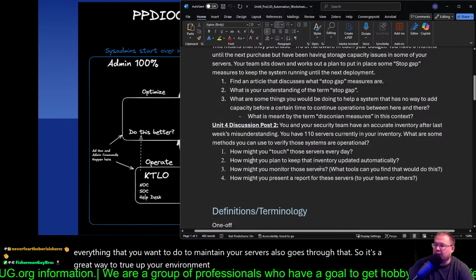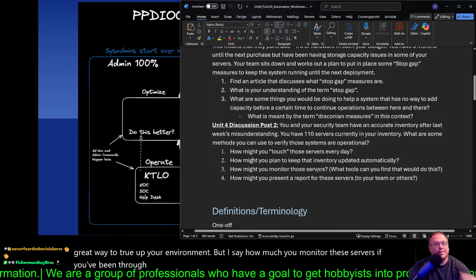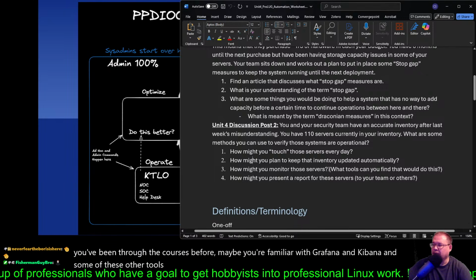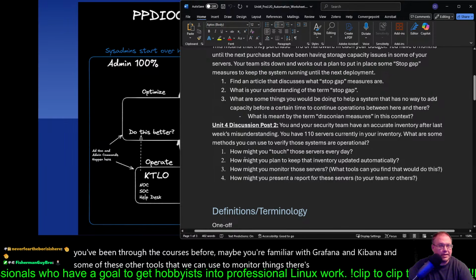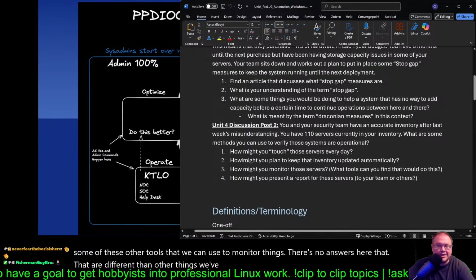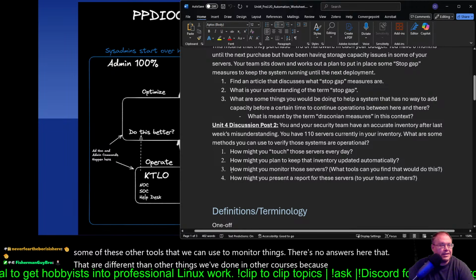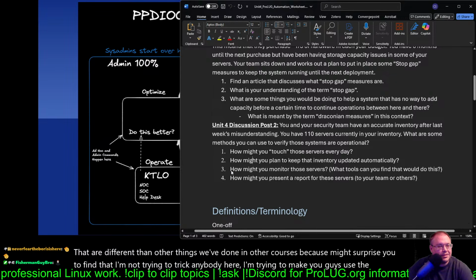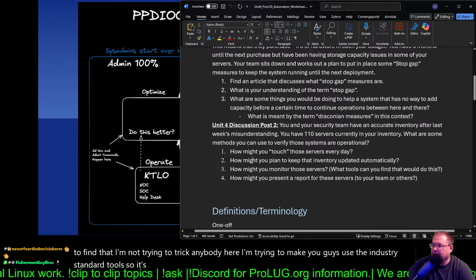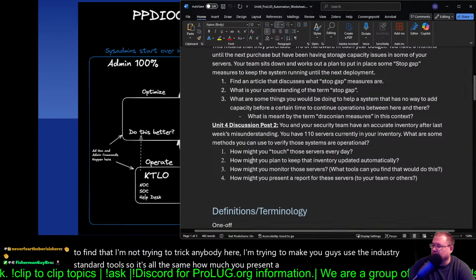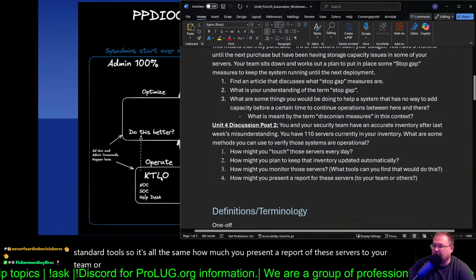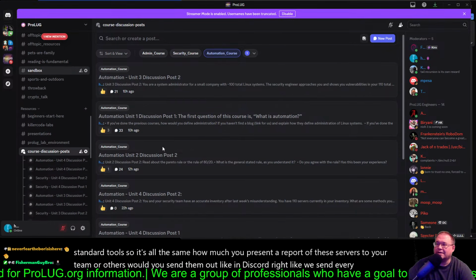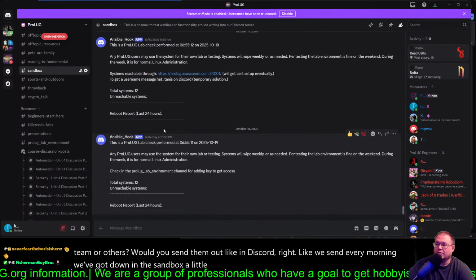But I say how much do you monitor these servers? If you've been through the courses before, maybe you're familiar with Grafana and Kibana and some of these other tools that we can use to monitor things. There's no answers here that are different than other things we've done in other courses, because, well, it might surprise you to find that I'm not trying to trick anybody here. I'm trying to make you guys use the industry standard tools. So it's all the same. How much do you present a report of these servers to your team or others? Would you send them out like in Discord, right? Like we send every morning, we've got down in the sandbox a little check. What's going on in the environment?